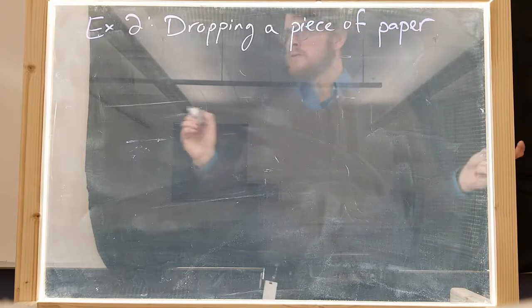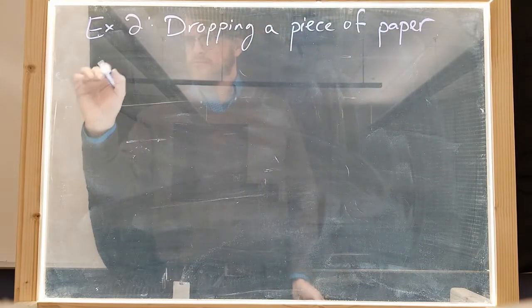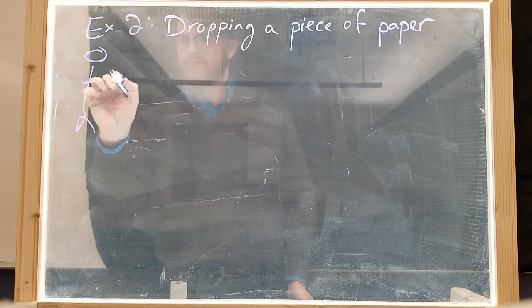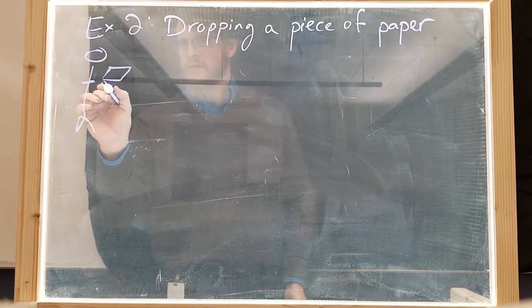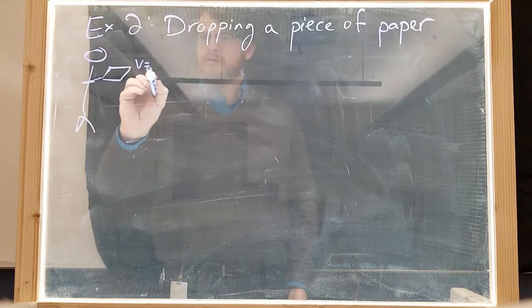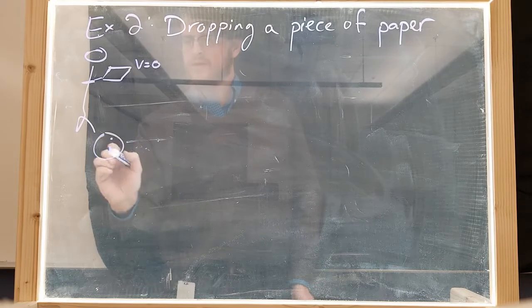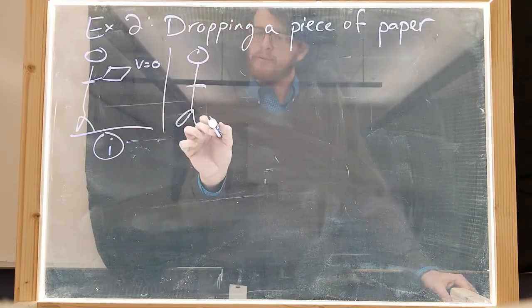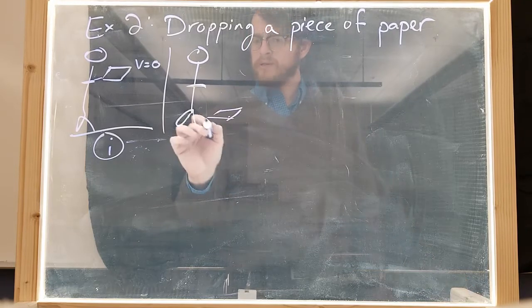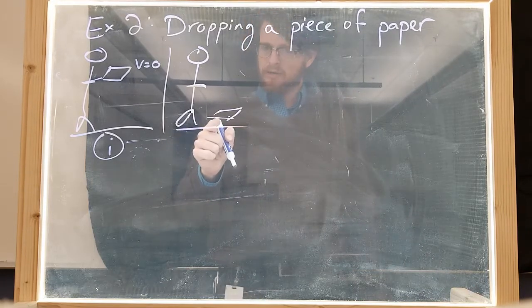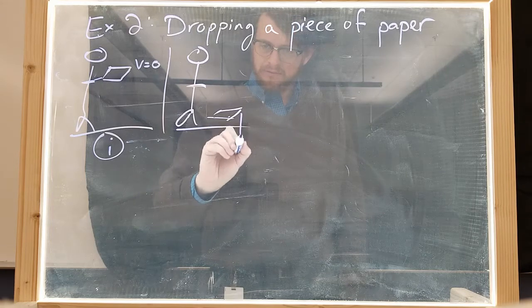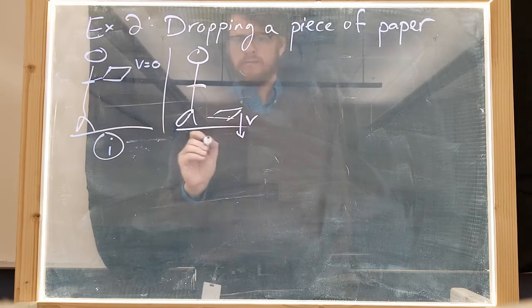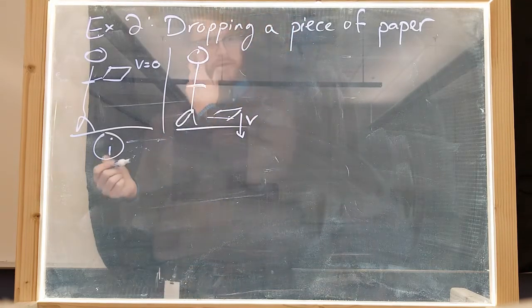Okay. So here's my initial scenario: I have a piece of paper that looks like this. I'm holding it at rest, so V equals 0. And then my final scenario, I'm going to pick the moment before the piece of paper hits the ground. So it hasn't hit the ground yet. It is moving down, so it's got some velocity downwards.